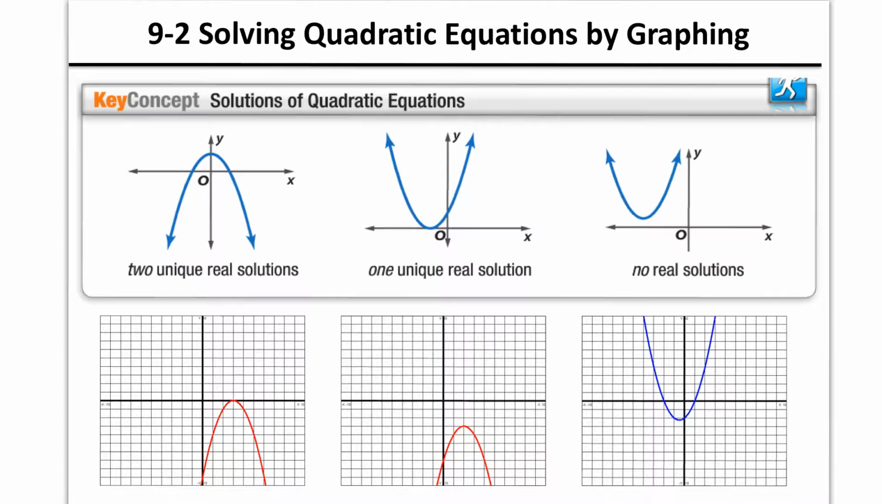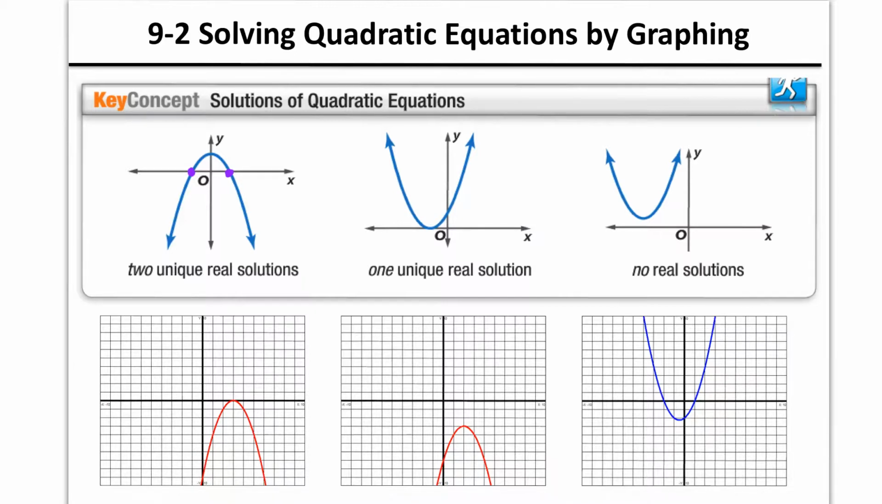So looking at this graph right here, we notice that on the x-axis, the U shape is touching 2 times. And I'm just going to put 2 points right there so you know that it is crossing. It is going through 2 different points. So what does it mean? It means that we have 2 unique real solutions. So those numbers for the x values on the x-axis will be our answer for the x value.